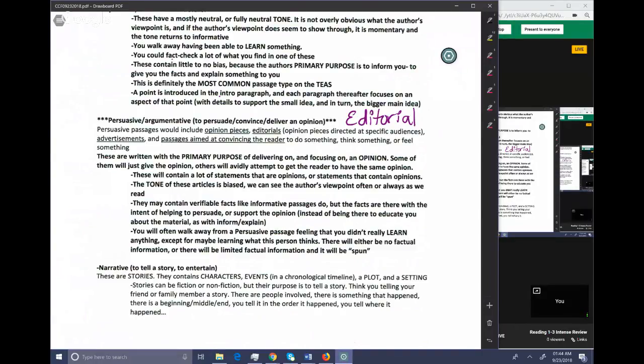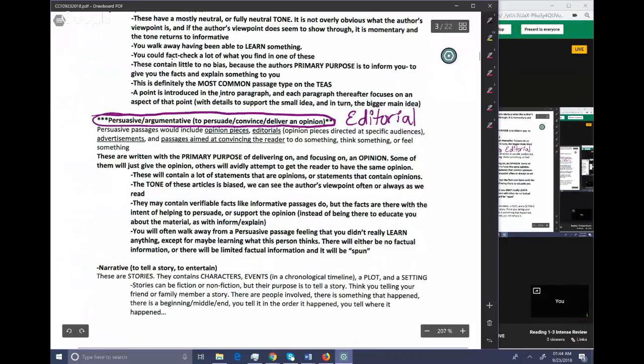And again, just like this passage type, there were editorials that were like, you should be on my side, and there were editorials that were just, here's my opinion. So if the primary purpose of something is to deliver an opinion, or to deliver an opinion and then convince you to come to that opinion, either one, then you are dealing with a persuasive. So you'll see a very similar list right here, except a lot of these elements will be backwards from informative.